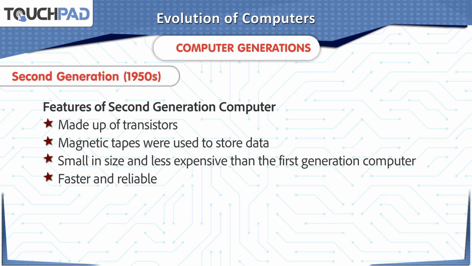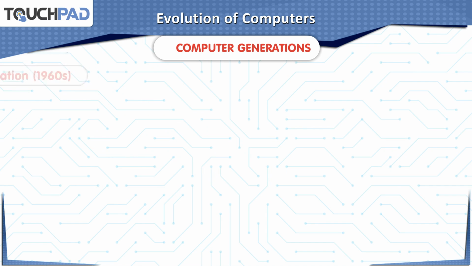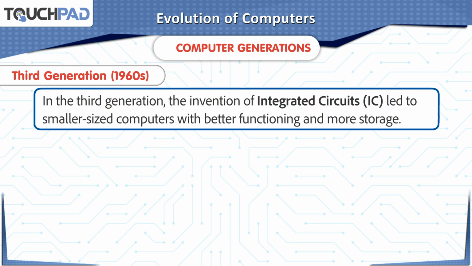Features of second-generation computer: made up of transistors. Magnetic tapes were used to store data. Small in size and less expensive than the first-generation computer. Faster and reliable. Third generation, 1960s.